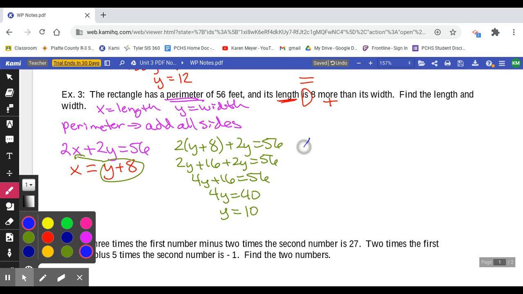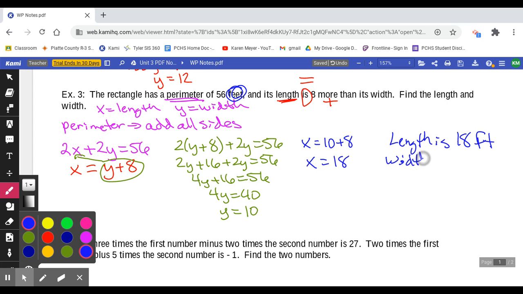So then I'm going to pick the bottom one to sub it in for. So x equals 10 plus 8. So x equals 18. So remember, x is the length. So the length is 18 feet. Remember, here's our label, feet. And then the width is 10 feet.